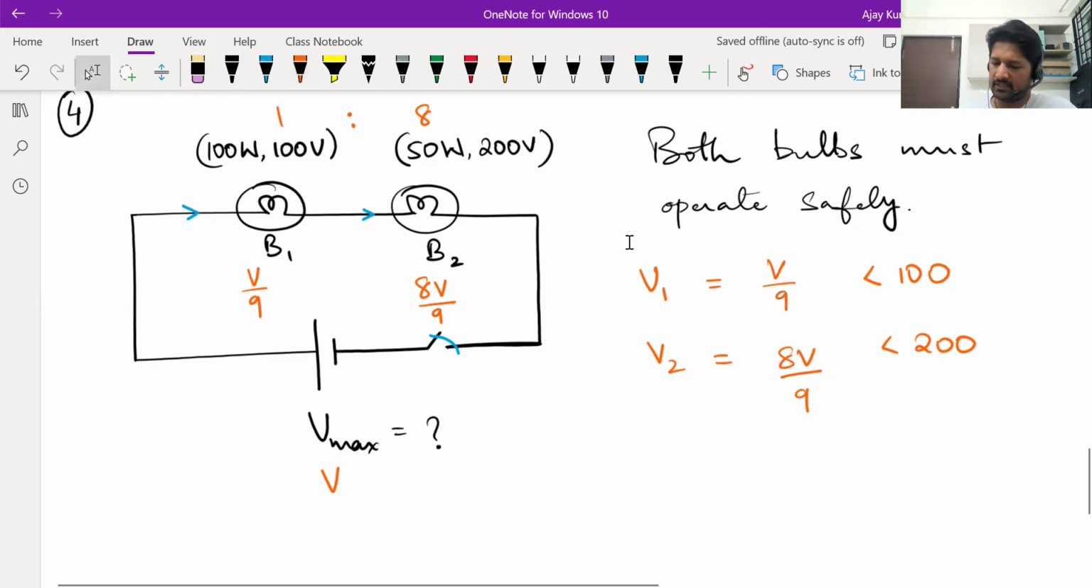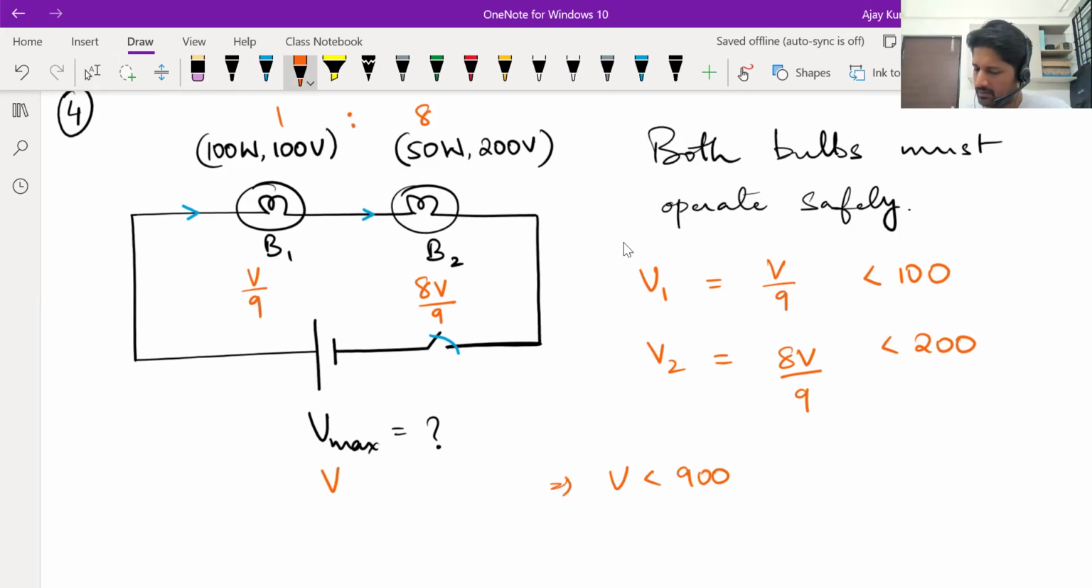The first bulb says that V by 9 should be less than 100. Means V should be less than 900. And the second bulb says, or for the second bulb to operate safely, 8V by 9 should be less than 200. Means 8V should be less than 200 into 9 is 1800. That means V should be less than 1800 by 8.